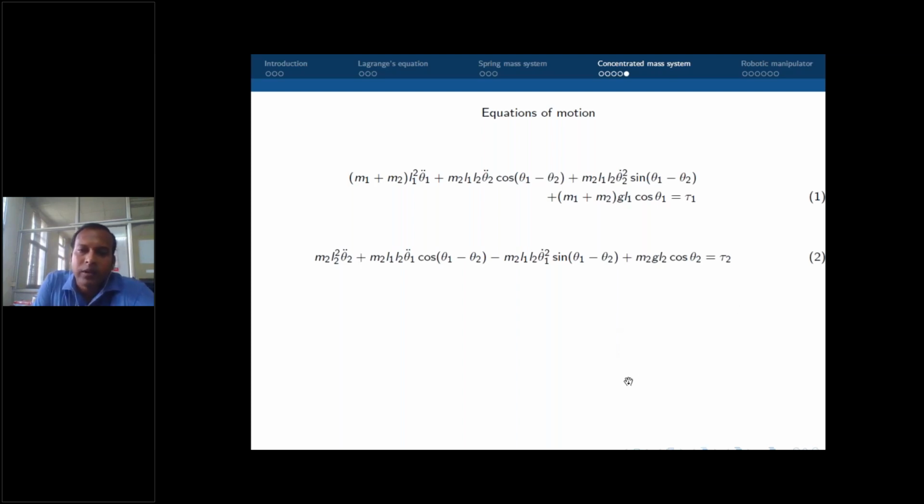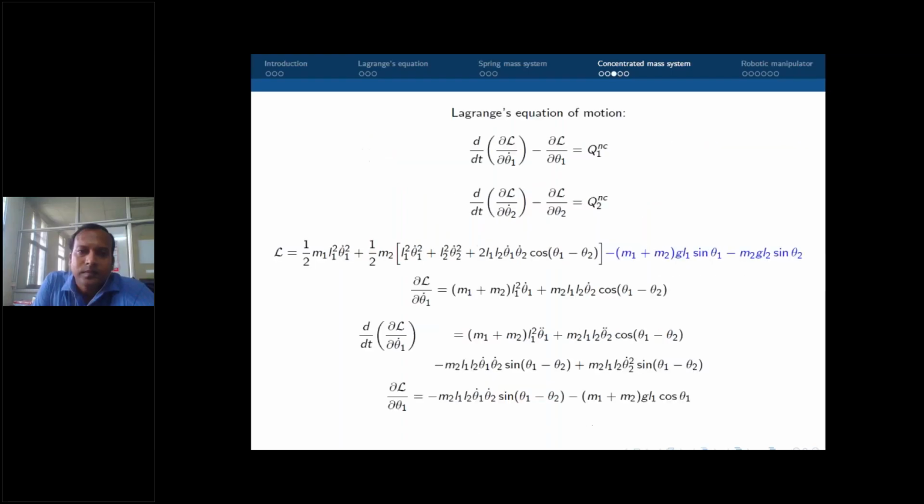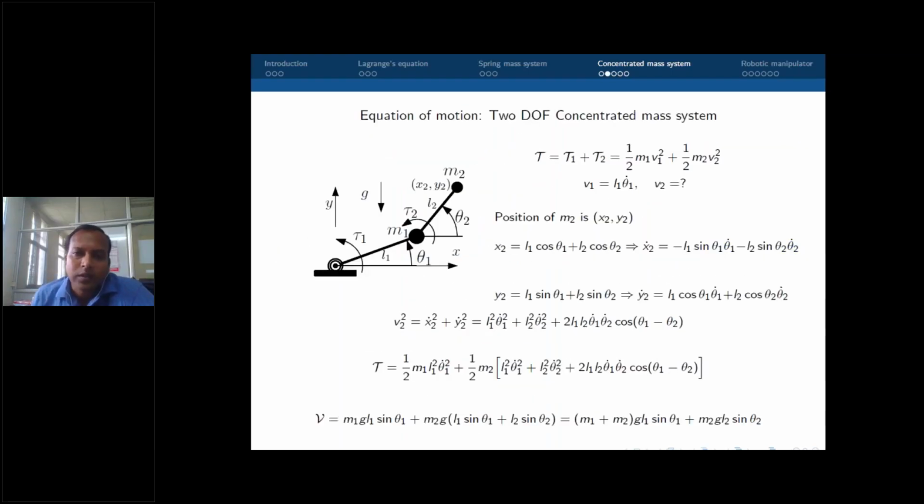The system we have discussed here is a 2-degree of freedom system. In this 2-degree of freedom system, we have massless rods and point masses. What is the advantage of considering these point masses? The point masses only have translational kinetic energy. Because the mass is concentrated at a point and has no rotation, there is no rotational kinetic energy.